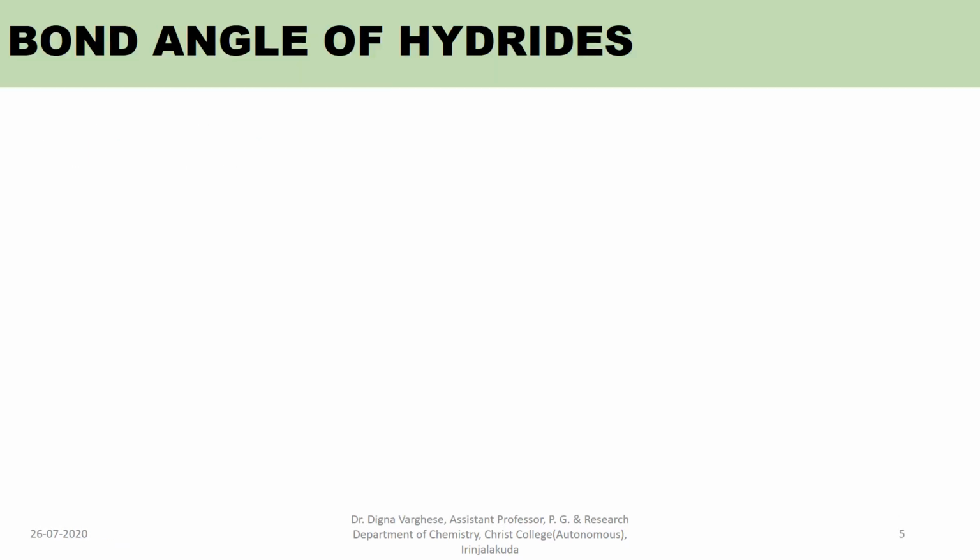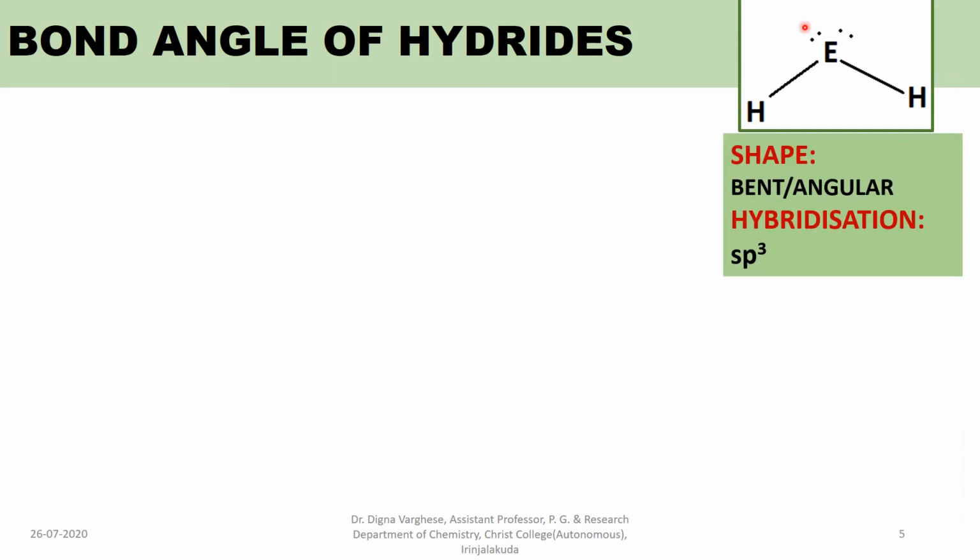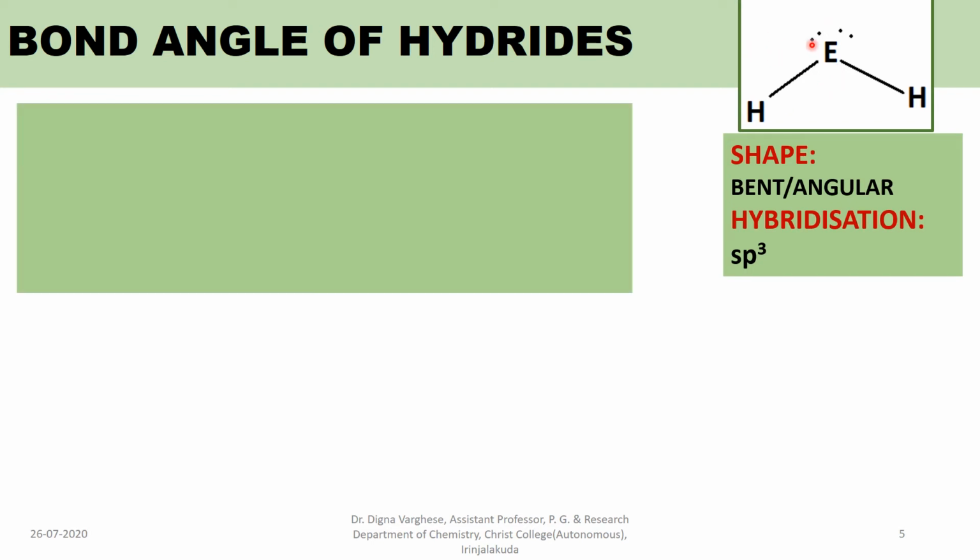Bond angle of hydrates. We know the shape of the molecule is bent or angular, and the hybridization is sp3. Two of the sp3 hybrid orbitals form sigma bonds with two hydrogen atoms, while the third and fourth sp3 hybrid orbitals accommodate lone pairs of electrons.